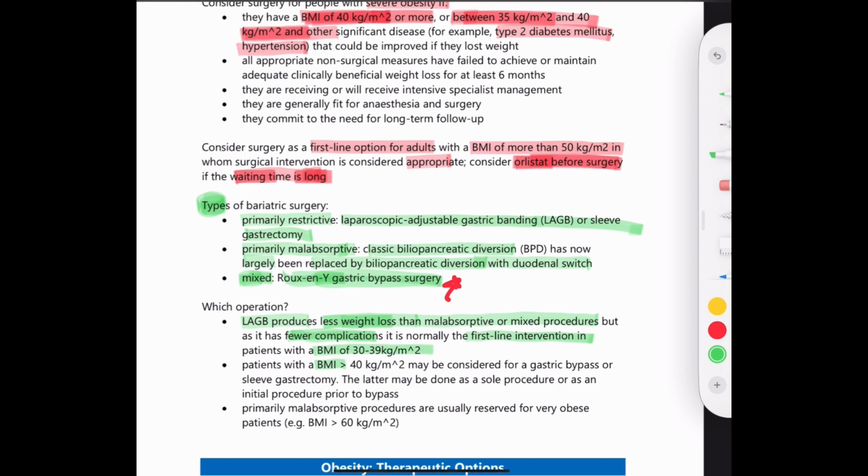A patient with a BMI greater than 40 kg/m² may be considered for a gastric bypass or sleeve gastrectomy. The latter may be done as a sole procedure or as an initial procedure prior to bypass. Primarily malabsorptive procedures are usually reserved for very obese patients, with a BMI greater than 60 kg/m².